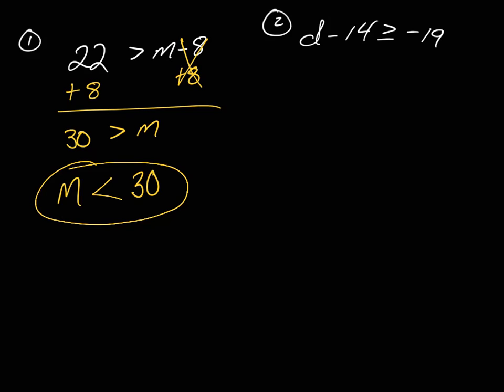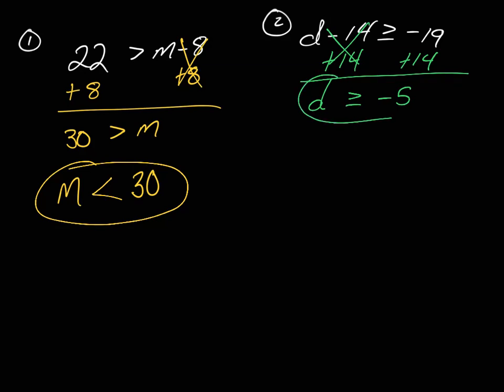Let's try number 2. For number 2, we have d minus 14 is greater than or equal to negative 19. So to solve for that, I'm going to add 14 to both sides. Cross those out because they cancel. Bring down the d. Bring down my greater than or equal to sign. And I get negative 5. So I have d is greater than or equal to negative 5. And that should be our answer.